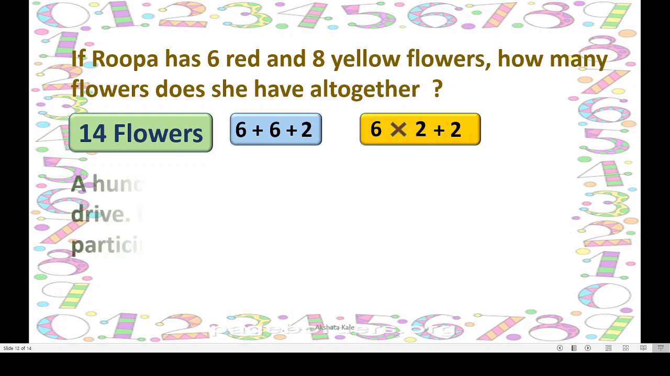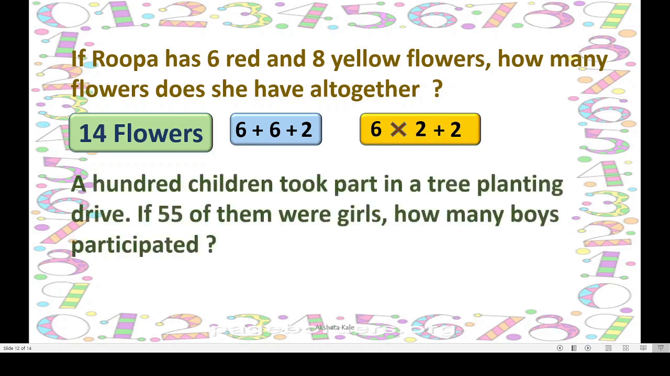Okay, one more oral sum is there. 100 children took part in a tree planting drive. A tree plantation drive was going on. So 100 children, they participated. If 55 of them were girls, how many boys participated? We have to find out. Yes, come on, tell me the answer. Don't use pen, pencil, anything. No mobile, no calculator. You have to do this one in your mind. Because these are oral sums.